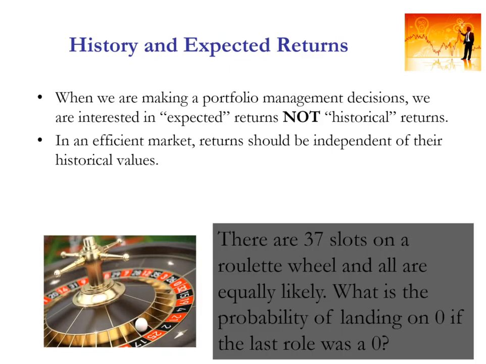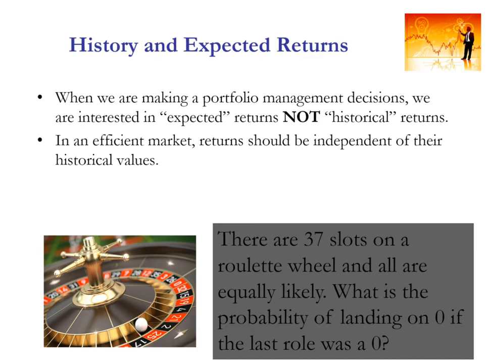Let's imagine that you're in a casino and you're at the roulette wheel. In roulette, there are 37 slots, each of which is equally likely. So there's an equal probability of landing in any of those 37 slots. We've got numbers 0 through to 36 on the roulette wheel. So the question is, the last spin on the roulette wheel landed on number 0. If we landed on 0 last spin, what's the probability of landing on 0 again next spin?